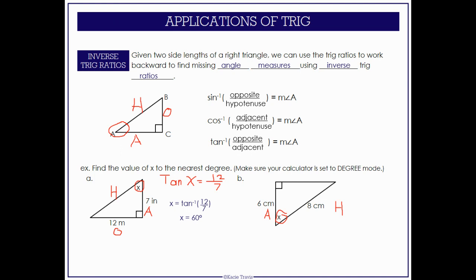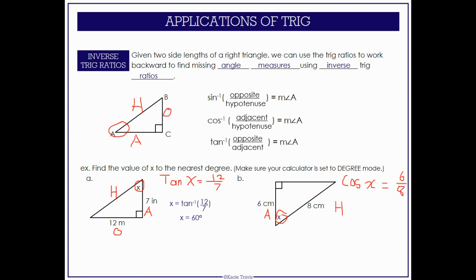All right, let's look at B. B gives us the adjacent and the hypotenuse side. So that means that we're working with cosine. Our cosine of this angle x is our adjacent side, which is 6, over the hypotenuse, which is 8.